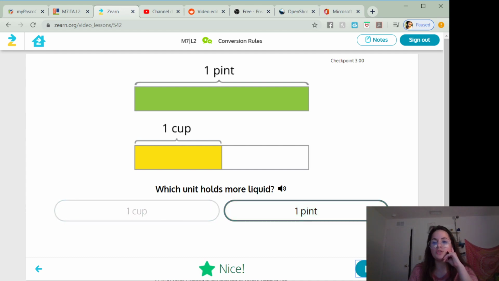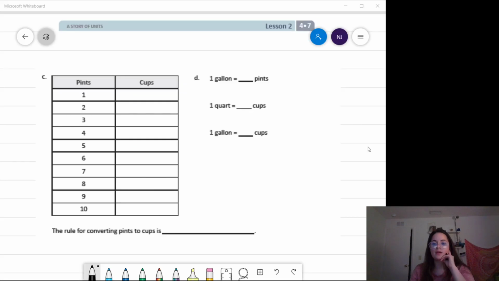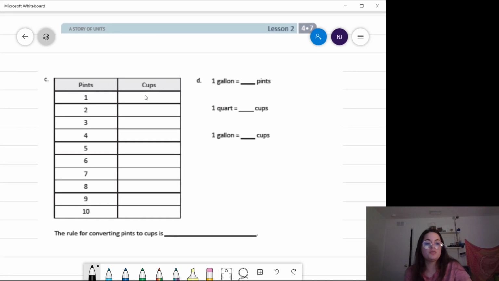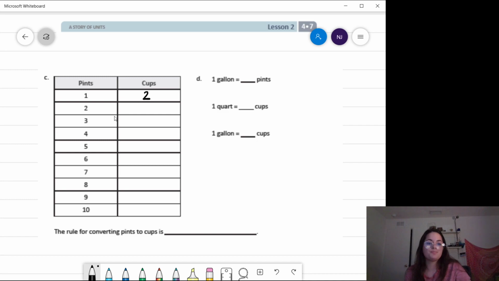Okay, so I think we are ready to fill out that chart. All right, so from the video, we learned that 1 pint is equal to 2 cups. So how many cups are in 2 pints? If you said 4, then you would be correct. So go ahead and fill out the rest of the chart, and pause the video to do so, and then play it whenever you're ready. Okay, so I'm guessing you are ready to go over it.